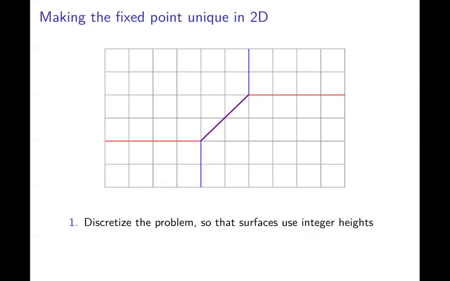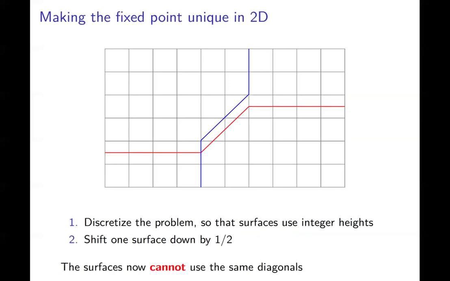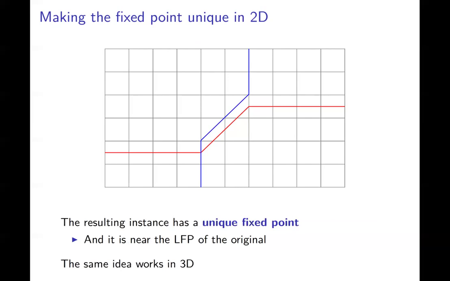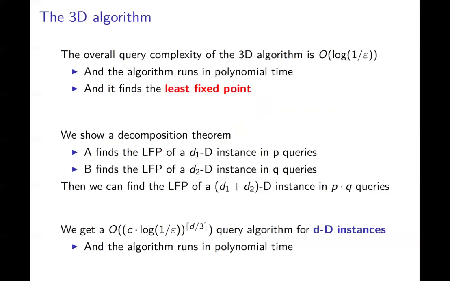The solution to this is, first, we discretize the problem, which we do throughout this whole paper, so that the surfaces can use integer heights. And in addition, as a second step, we shift one surface down by a half. The surfaces now cannot use the same diagonals anymore due to this shifting, and therefore we avoid the problem of having two overlapping surfaces. The surfaces can only meet at a unique fixed point now, which is near the LFP of the original instance. And this idea, which we demonstrated here in 2 dimensions, also works in 3 dimensions.